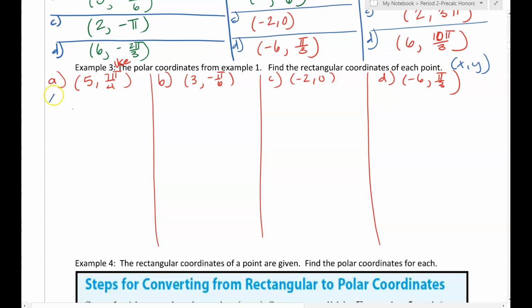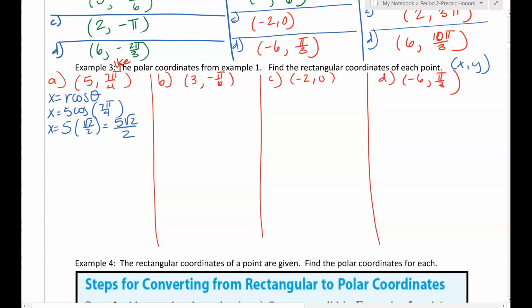Rectangular coordinates meaning that we're looking for x comma y. So earlier we just went over that x is always r times cosine of theta. And so let's find x. Radius is 5, so that will be 5 times cosine of the angle, 7 pi over 4. 7 pi over 4 is in quad 4, so cosine is positive radical 2 over 2. So x is going to be 5 radical 2 divided by 2.